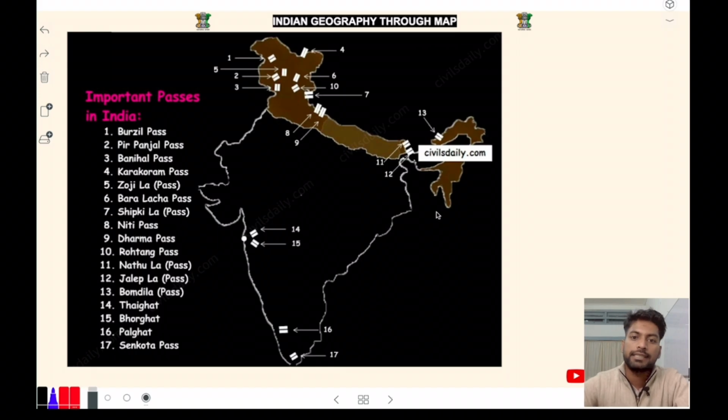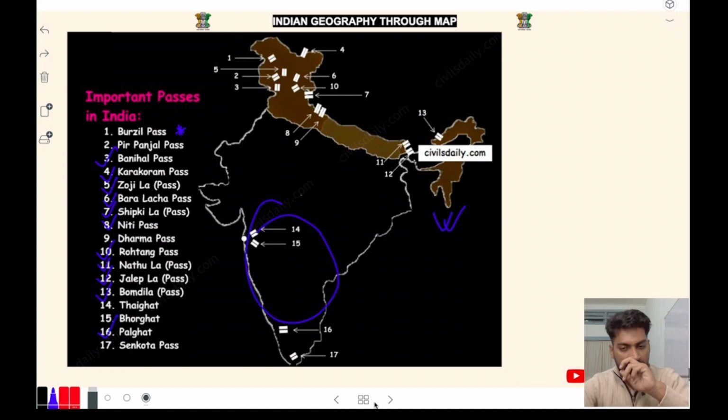These are the passes located. You can see where the important passes are: Burzil Pass, Banihal Pass, Karakoram, Zojila, Varalachla, Shipki La, Niti, Rohtang Pass, Nathula, Jelep La, Bomdila, Palghat. These are the important passes. Some passes are in South India. Chalo, just go through the map and copy it into your own map. I am assuming that you are making your own map because it's Geography through Maps.